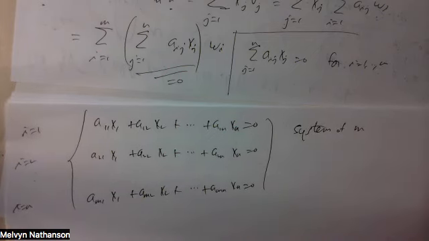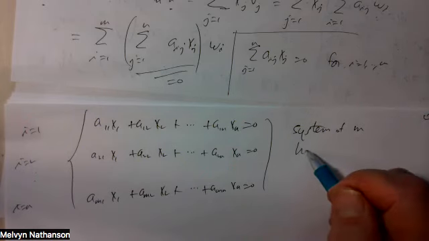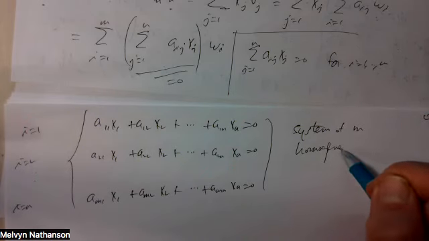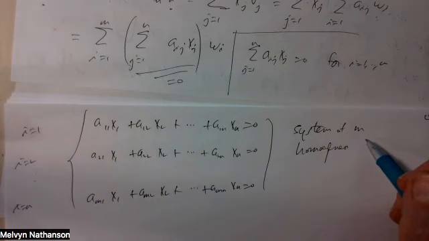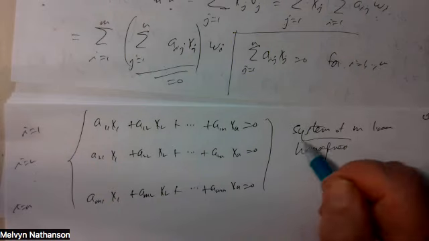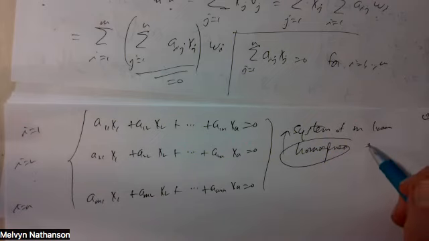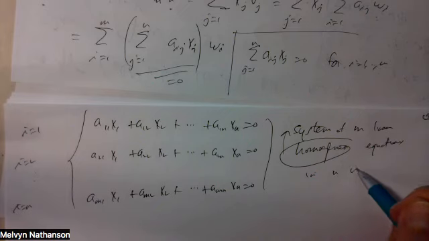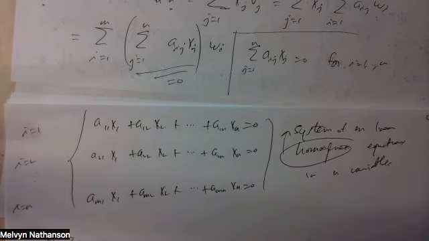So this is a system of how many equations? m. It's a homogeneous system of m linear equations in n variables. And n is bigger than m.